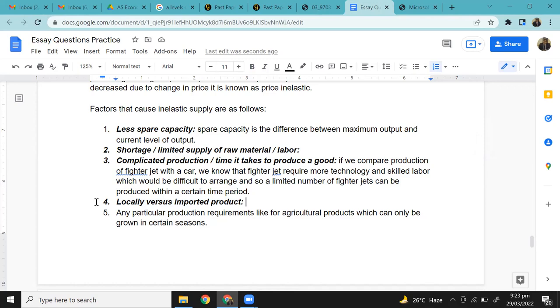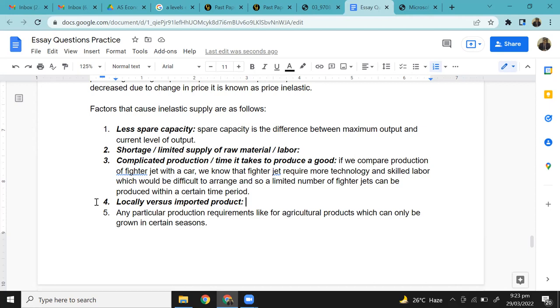But if you compare the production of a locally manufactured good with an imported product, the imported product takes more time to get delivered. Given the fact that you need to place an order, it will take some time for the product to be transported from that country to your country. And obviously it will be more time consuming for imported products to become available in your markets, right? Or become available to the customer.